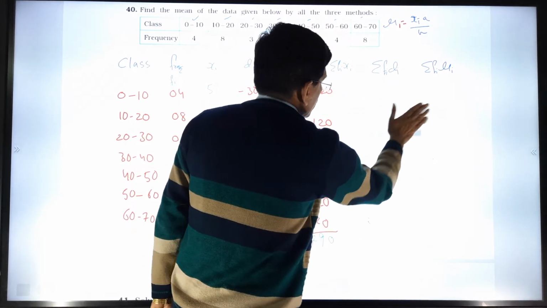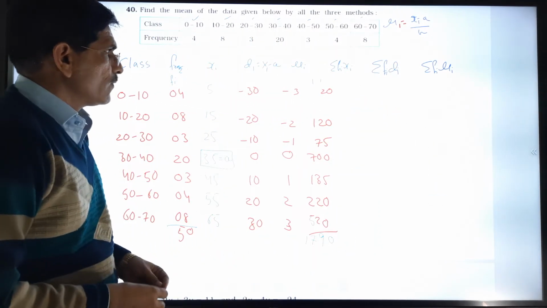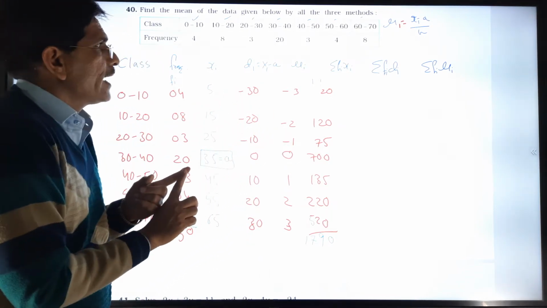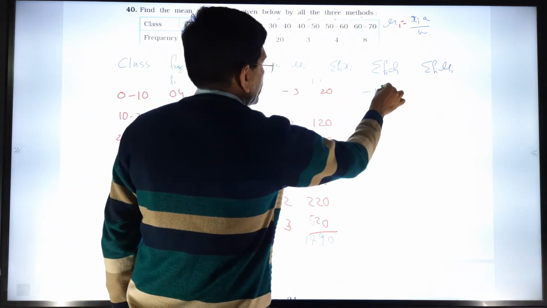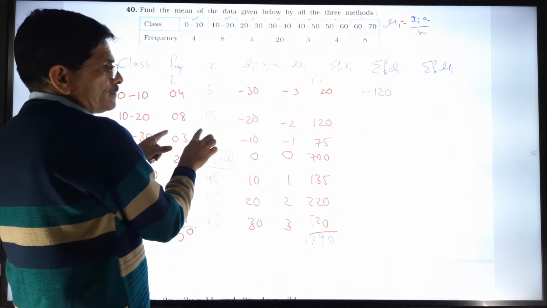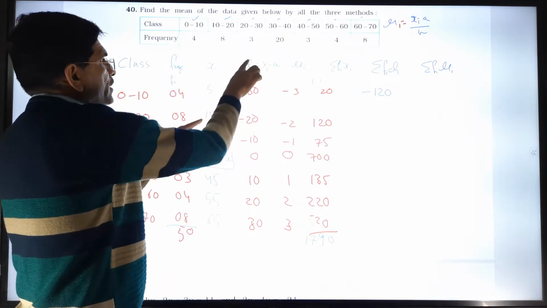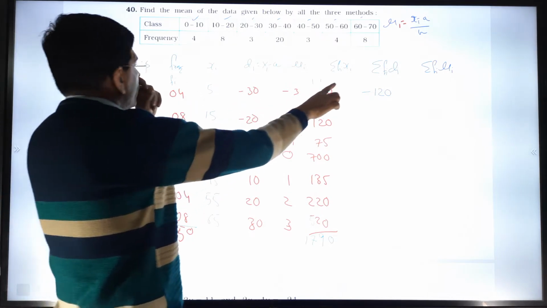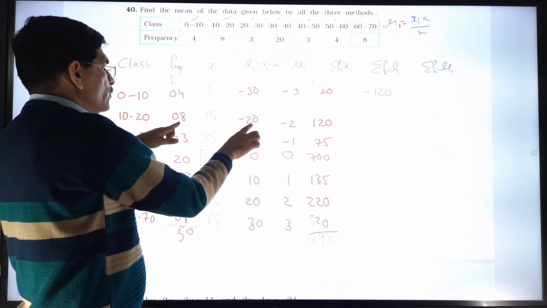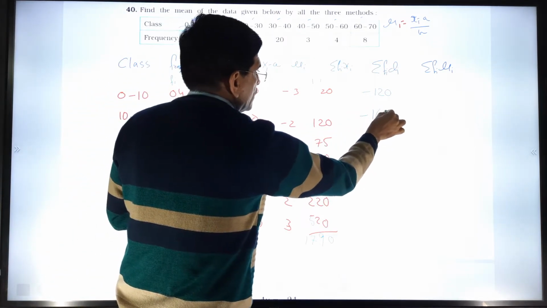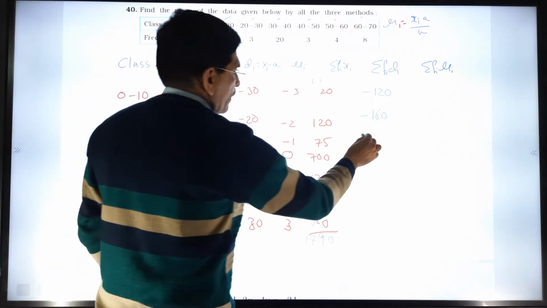Now we go for which method? That is the assumed mean method. So again, fi di. Fi, that is 4 into di, that is minus 120. Again fi di, 30 into 4, 120; 20 into 8, minus 160. Again, minus 10 into 3, minus 30.